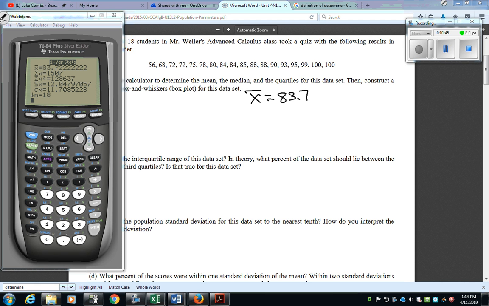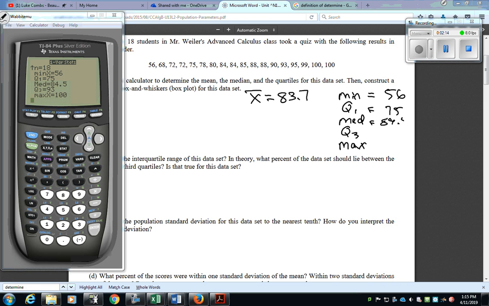Our standard deviation, median, excuse me, thinking of a different example. If you go down by pressing the down button, the median is 84.5. And the values that we need, I'm going to write all of them down: the minimum, the first quartile, the median, the third quartile, and the max. We need all 5 of those. Sometimes they call them the 5-number summary. So we got 56, 75, 84.5, 93, and 100.